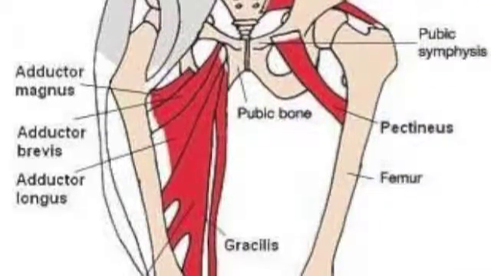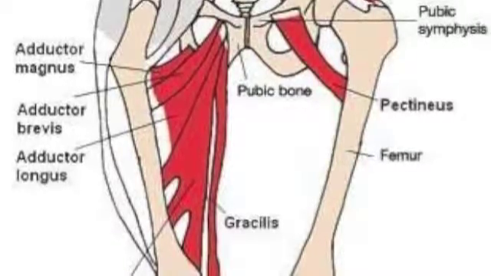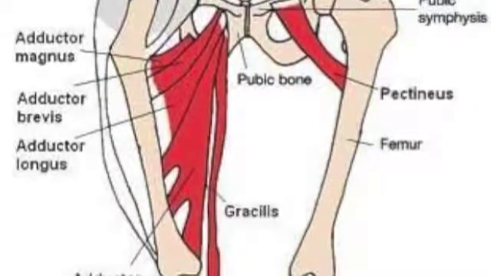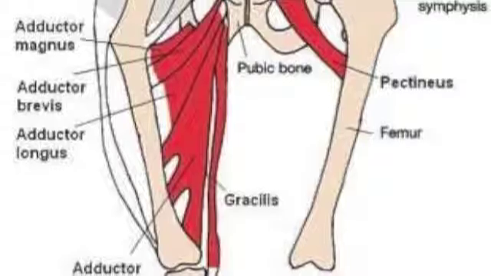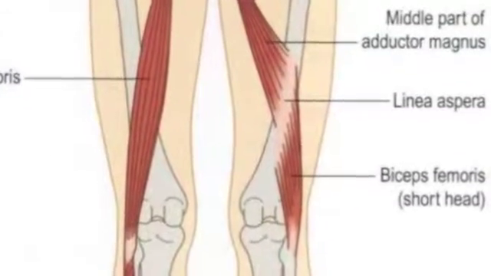The linea aspera is a rough surface on the posterior surface of the femur shaft, allowing for attachment of the vastus medialis, vastus lateralis, adductor brevis, magnus, longus, and the short head of the biceps femoris.